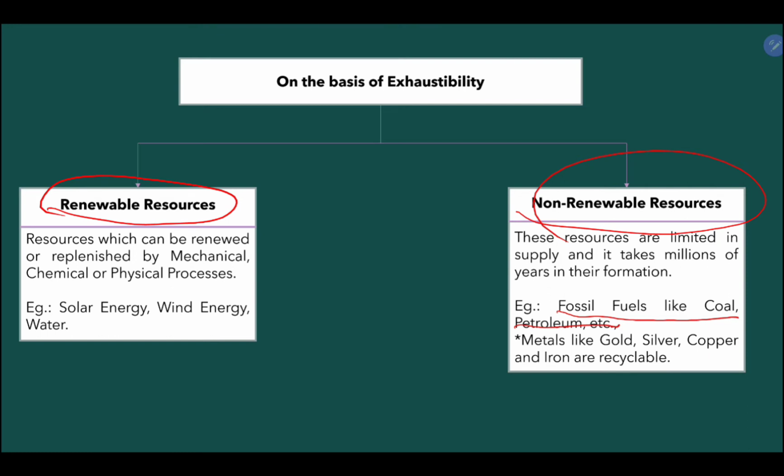Some of the resources like metals such as gold, silver, copper are recyclable. What do we mean by recyclable? It means they can be used again. So on the basis of exhaustibility, it is divided into two: one is renewable resources and another one is non-renewable resources.